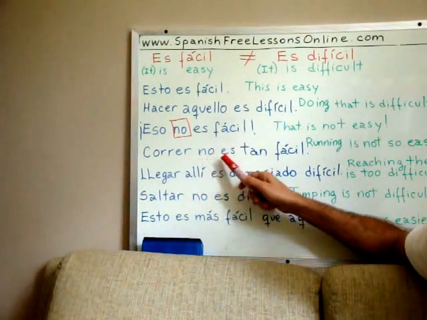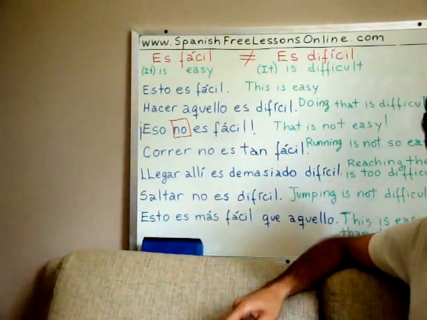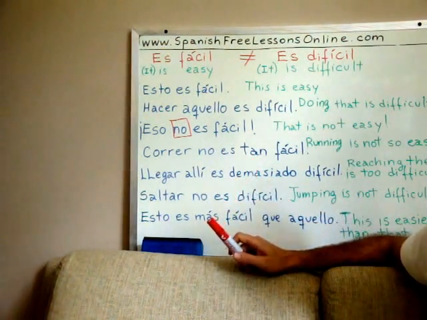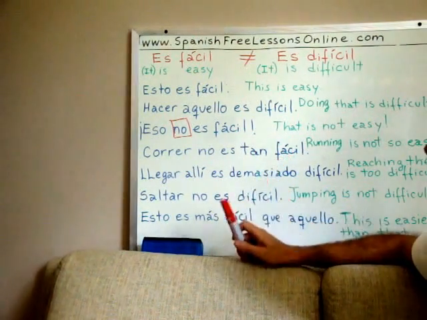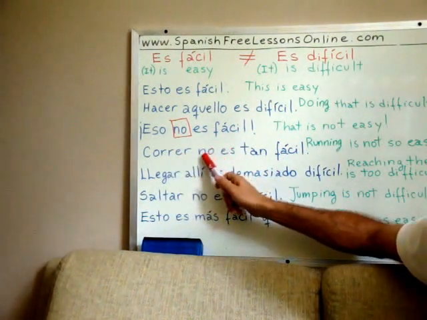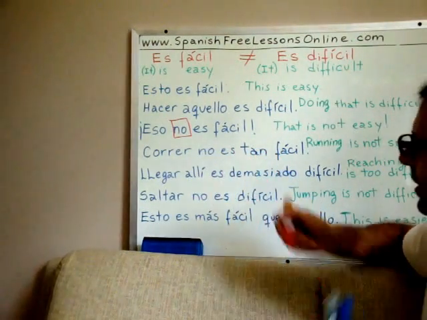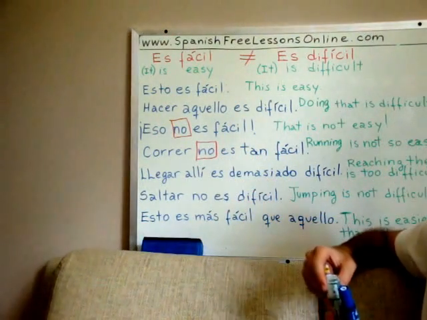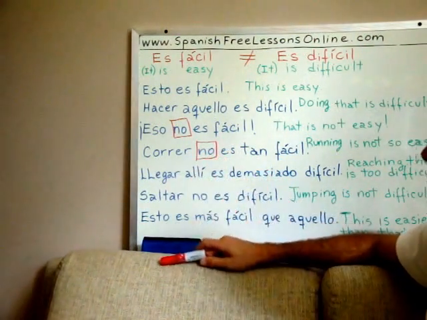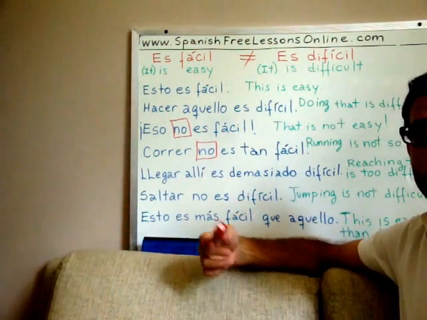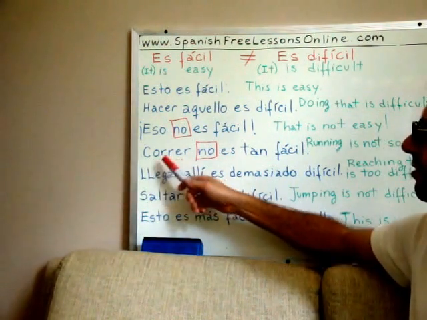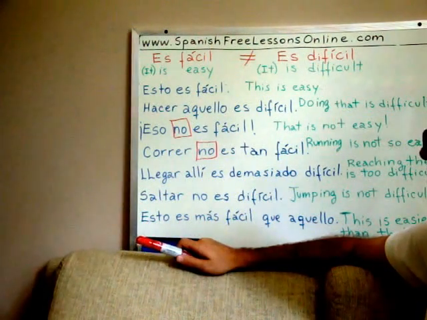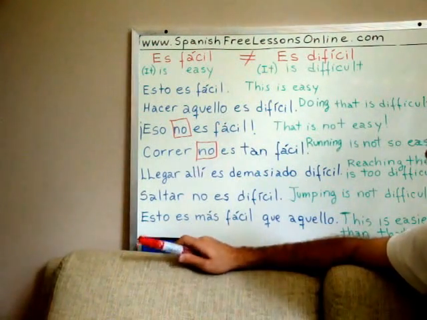Correr no es tan fácil. The word tan means so. Easy. Running is not so easy. Again, the negating word goes before the verb to negate. Again, we are stating a general rule, so we use the verb in infinitive. Correr is the verb to run. Correr no es tan fácil. Running is not so easy.